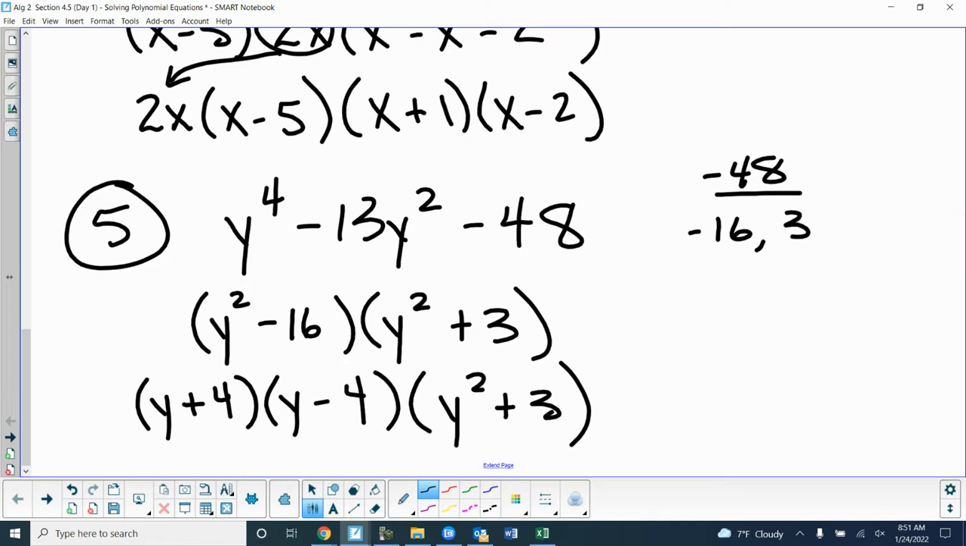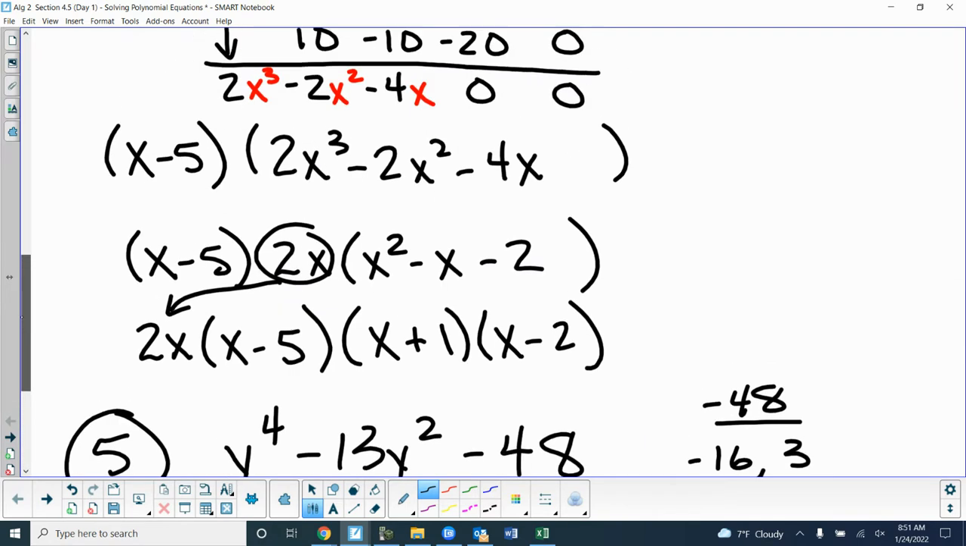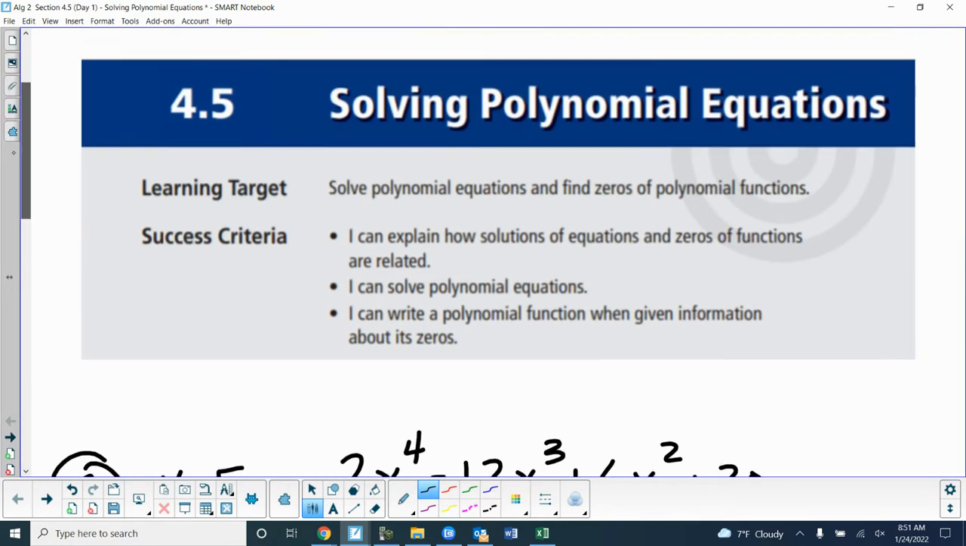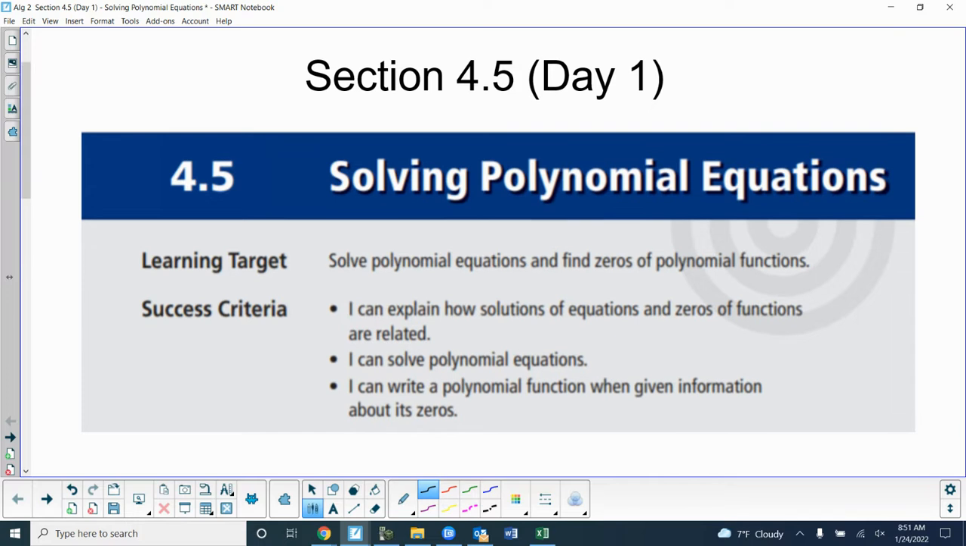Okay then. So today, this section 4-5, we're going to solve polynomial equations and find zeros of polynomial functions. That's the same thing, right? So we're going to do the first two today. I can explain how solutions of equations and zeros of functions are related, and I can solve polynomial equations.